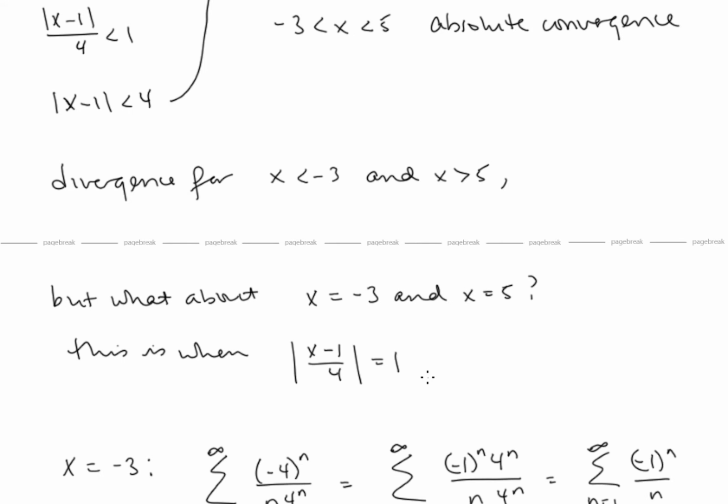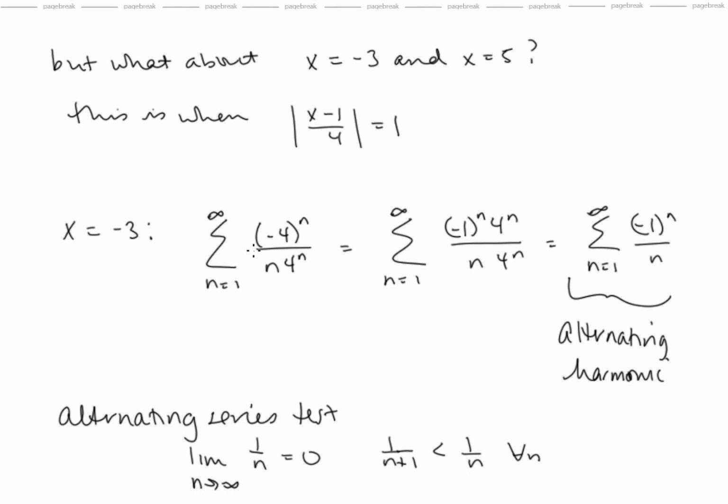So when x is equal to negative 3, our series is (x minus 1) to the n over n times 4 to the n. By plugging in x equals negative 3, we get (negative 4) to the n over n times 4 to the n. By doing a little factoring and simplification, we realize that this is (negative 1) to the n over n. This is our alternating harmonic series.